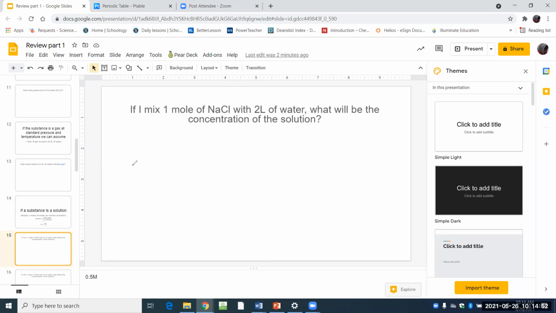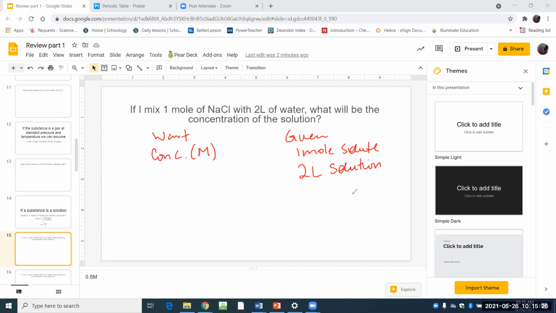If I mix 1 mole of sodium chloride with 2 liters of water, what will be the concentration of the solution? Well, let's start with the want and the given first. He wants concentration, just concentration, which in this case would be the big M for molarity. The given is 1 mole of solute per 2 liters of solution.